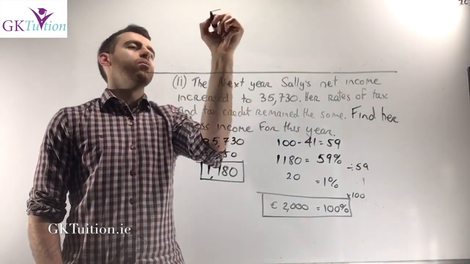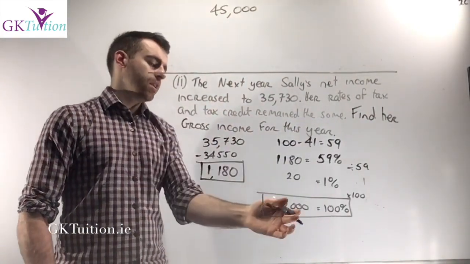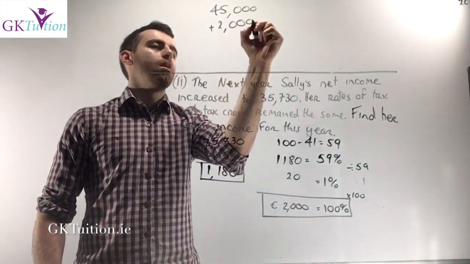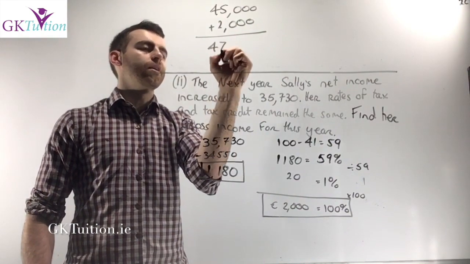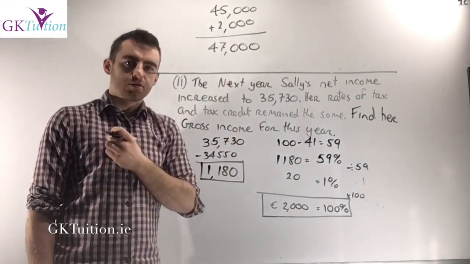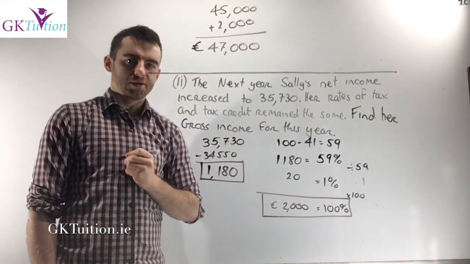But her gross income the first year in part 1 of the question was 45,000, and I now know that her gross income must have increased by 2,000. So 45,000 plus 2,000 gives me 47,000. Sally's gross income in the second year must have been 47,000.